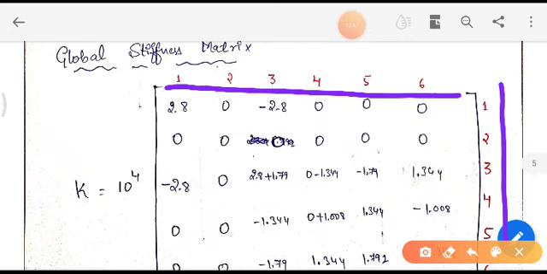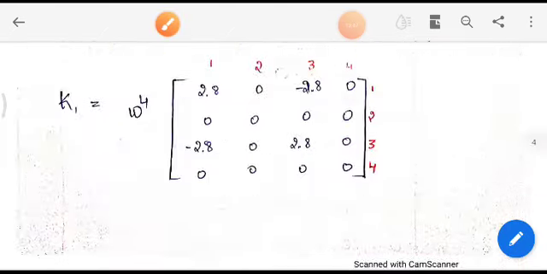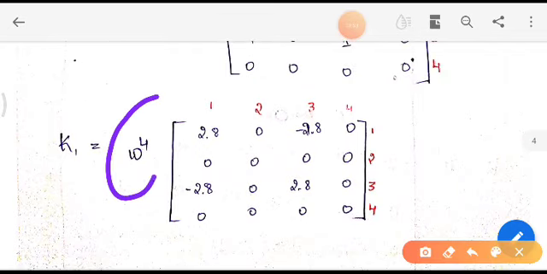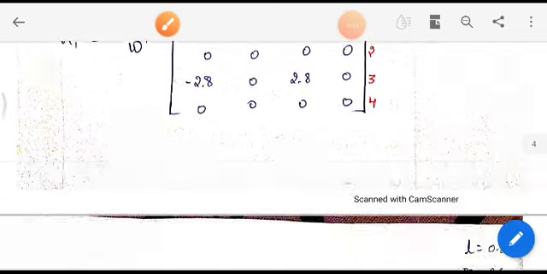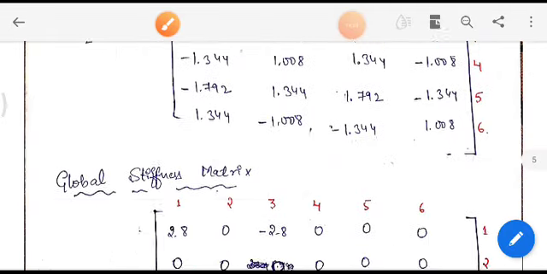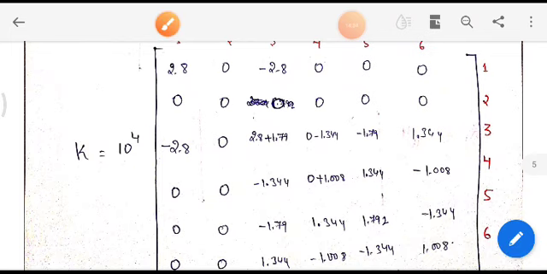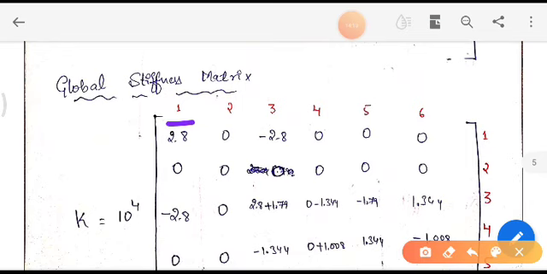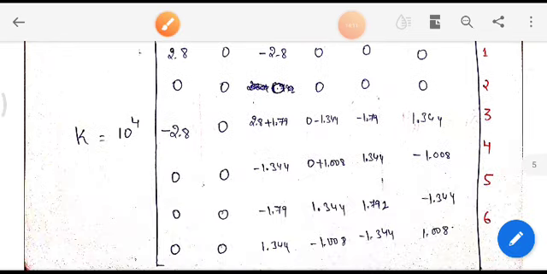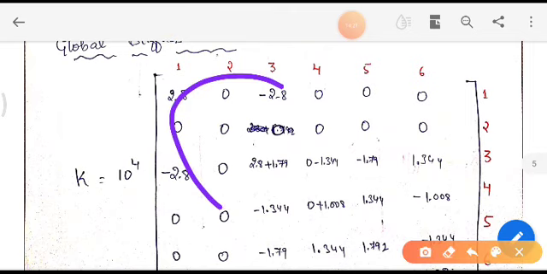To form the global stiffness matrix, like we have seen in the first and second matrix, this is our first matrix where we have taken 10 raised to 4 as a common factor. Similarly, in the K2 matrix, we have taken 10 raised to 4 as a common factor. So in the global stiffness matrix also, 10 raised to 4 is common. The next step is you need to write 1 2 3 4 5 6 and 1 2 3 4 5 6 over here, horizontally and vertically, that is, rows and columns. Once we define that, next we need to define all these elements.